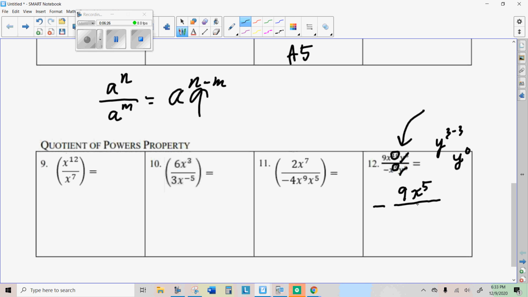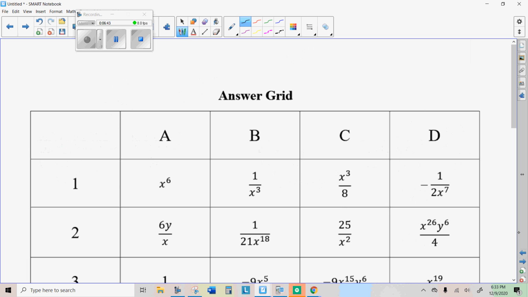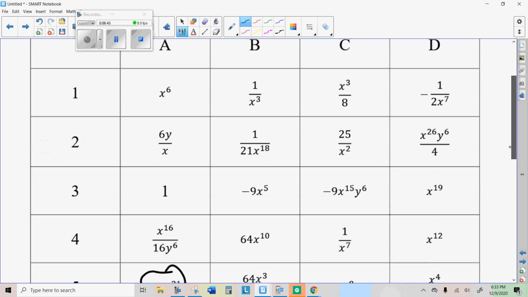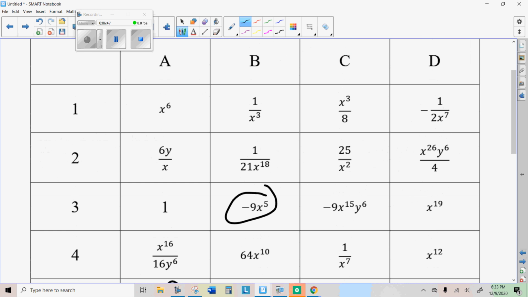And I got rid of all the x's in the bottom. I canceled 5 with these 10 factors of x here. So on the bottom is just a 1, so I can just write this answer as negative 9x to the 5th. And on your Google form, negative 9x to the 5th should be right there, B3.